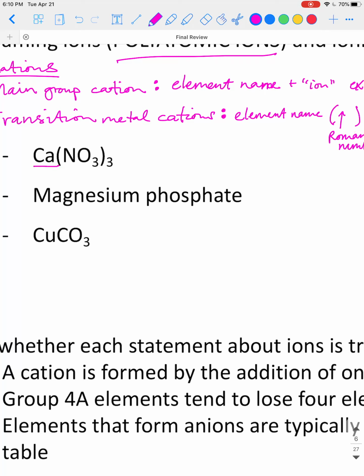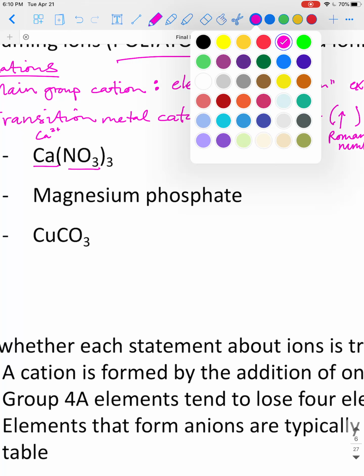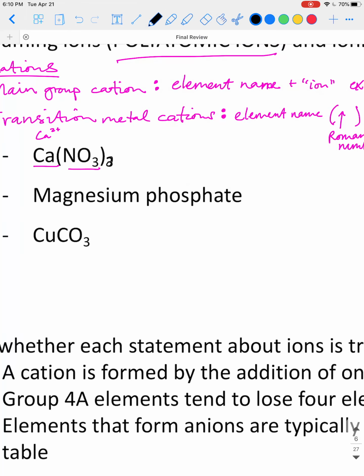A few more examples. Let's name these ionic compounds. Now let's put the pieces together. Remember, we always write the cation first. So we have a calcium 2+ cation. And then we have the anion second. Okay? This is a typo right here. That 3 should be a 2.